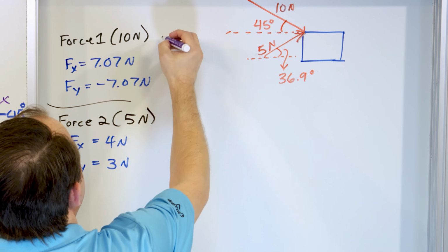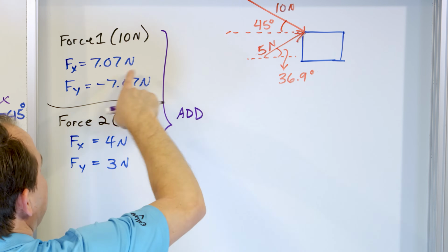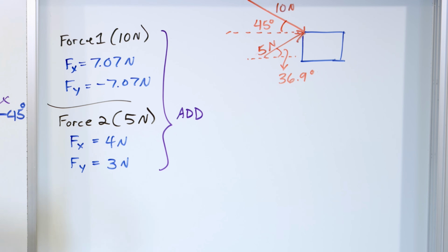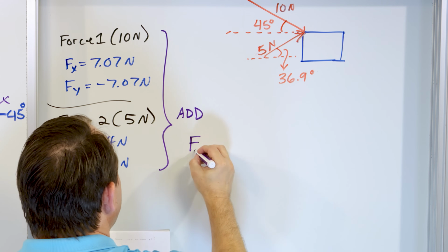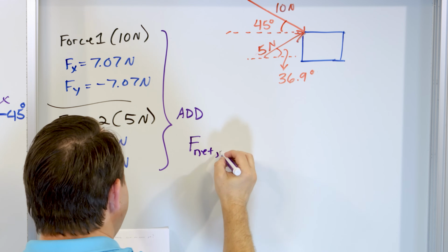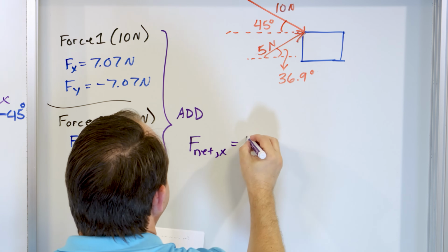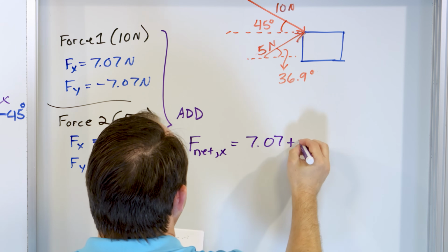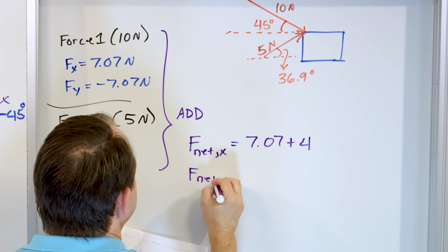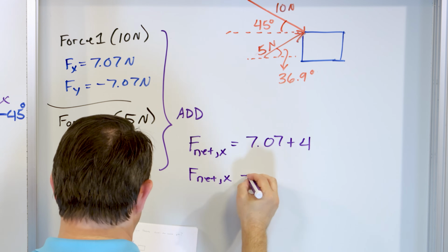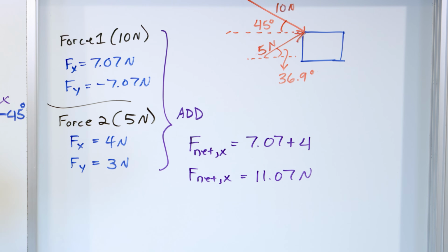What do we do now? What we do now is we add them together. But we don't just add the raw vectors, like this. We add the components of the vectors. So we say the force, which is what we call the net force, acting in the x direction, when we add the x components, it's this plus this, which is 7.07 plus 4, and this is, of course, in newtons. And so F net in the x direction is 11.07 newtons. So this is 11.07 newtons.